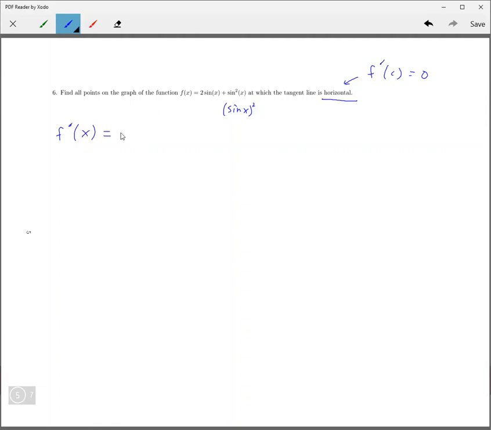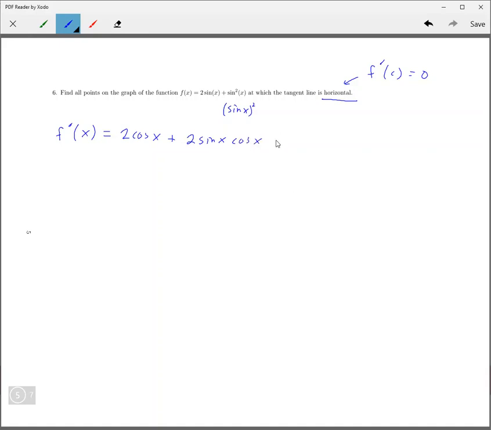Okay, so the derivative of this is just 2 cosine x. Notice I didn't even use the chain rule right there, but this one requires using the chain rule. Okay, plus 2. So this is like u squared, so the derivative is 2u, times the derivative of sine x, which is cosine x.